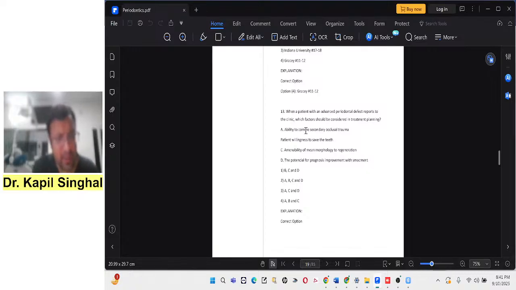So there are two types of TFO. One is primary, in which the tooth is strong enough but the forces are more. The secondary is when the tooth is periodontally compromised, so even the normal forces are beyond the adaptive capacity of the tooth. So the first thing is, when a patient with advanced periodontal defects reports to the clinic, he is asking which factors we should consider in treatment planning. Obviously we need to correct the secondary occlusal trauma.